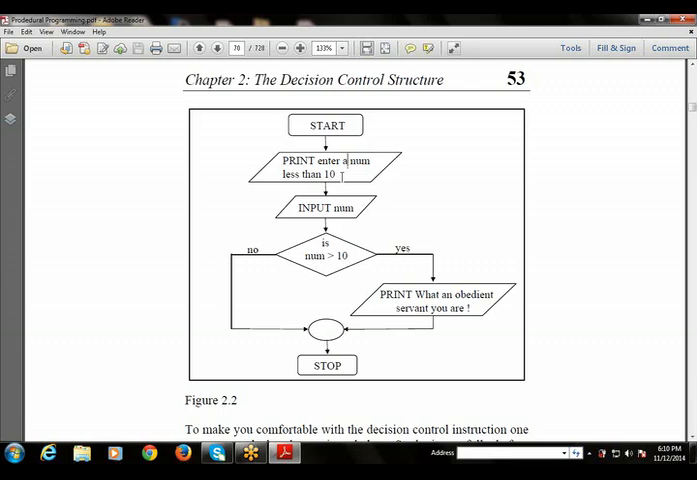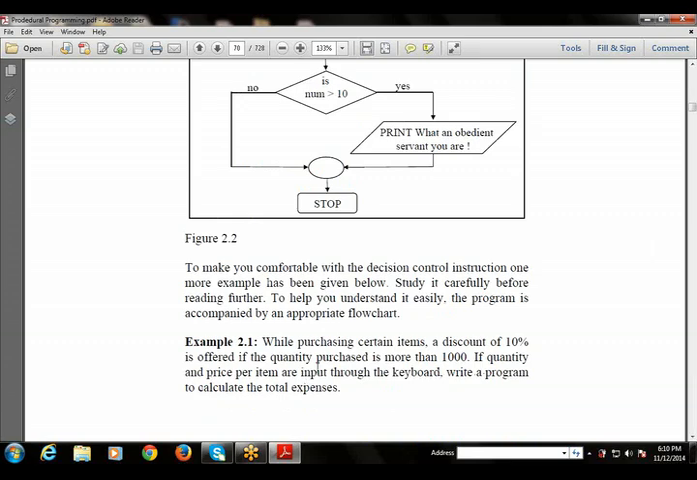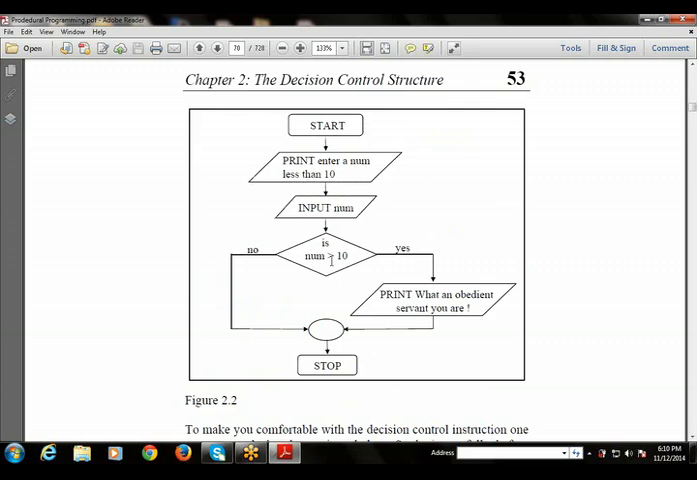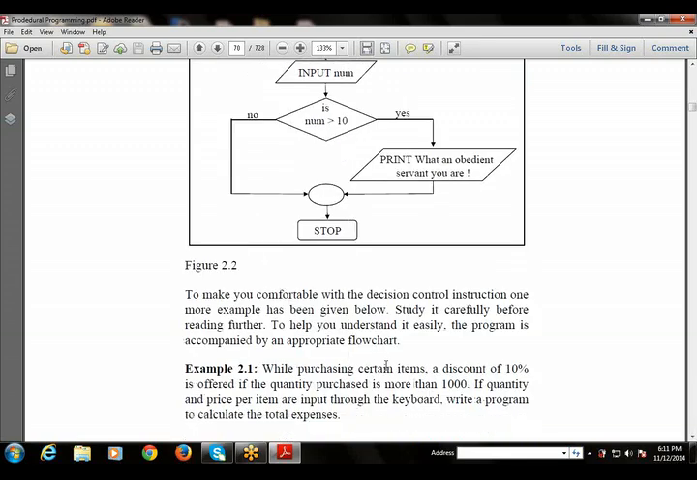Then use if num is greater than 10, then check the condition. If num is greater than 10, then print "What an obedient servant you are." If it is no, then there is a stop value. To make you comfortable, this is a diamond box that is used for checking the condition. One is yes, one is no. If it is yes, then print "What an obedient servant you are." If it is no, then use the stop value, to make you comfortable with the decision.